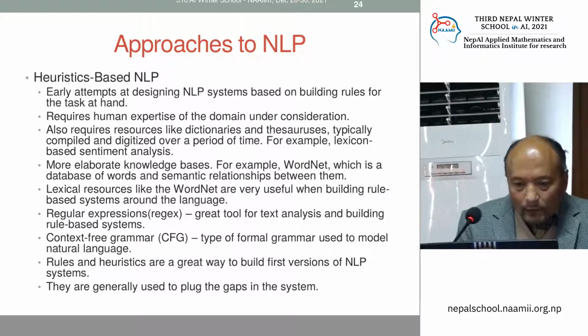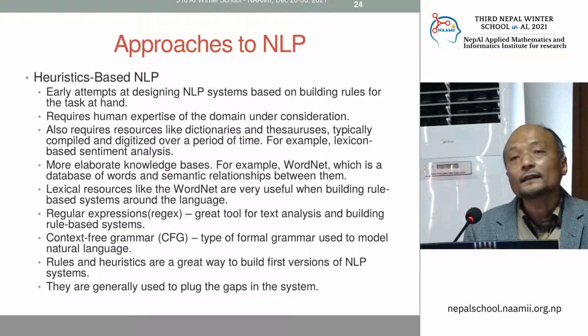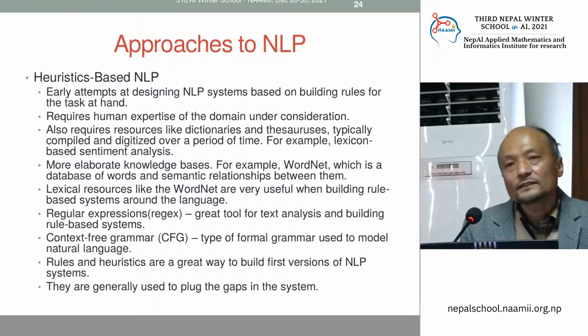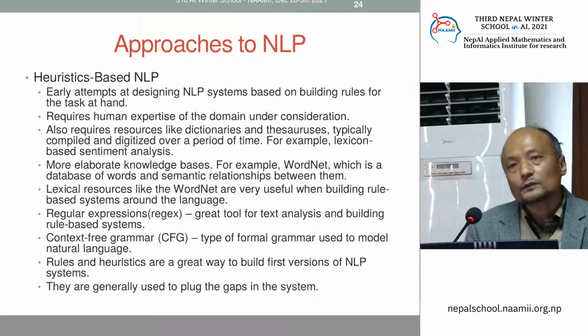For example, one good example of such a resource is WordNet. WordNet is a very good resource developed by Princeton University. WordNet is a lexical database of word relations. There are synonymy relations, hypernymy, hyponymy, meronymy, metonymy, several relations. And it's a very rich resource.